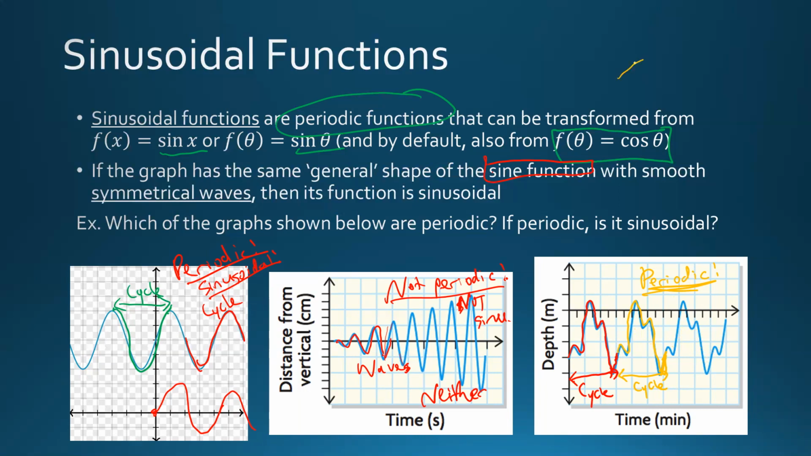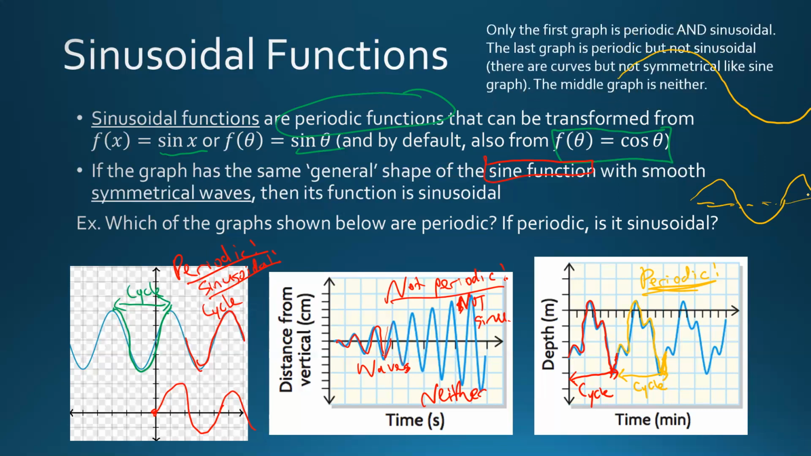No. The sine function, remember, has to be symmetrical like this. It has to go like that, go back up, down. So this is actually not symmetrical waves. They're obviously not all the same. If you look at the actual wave part of it, they're not all the same, whereas a sinusoidal function would have all the waves the same if it continued on. They'd all be about the same. The last one there is periodic, but it's not sinusoidal.